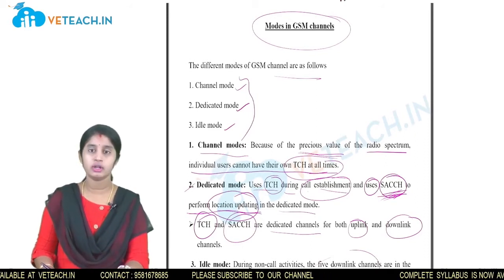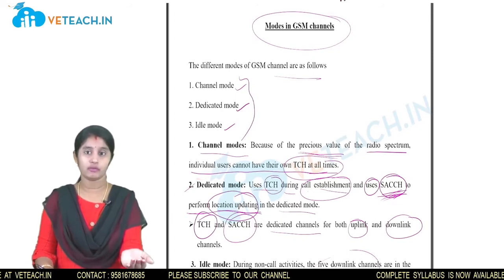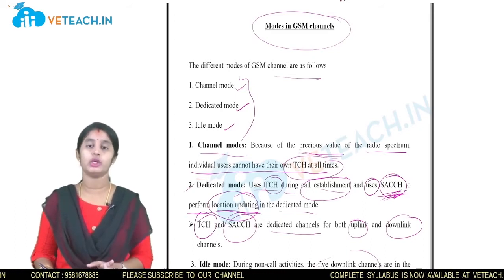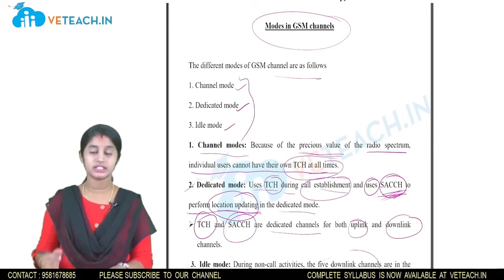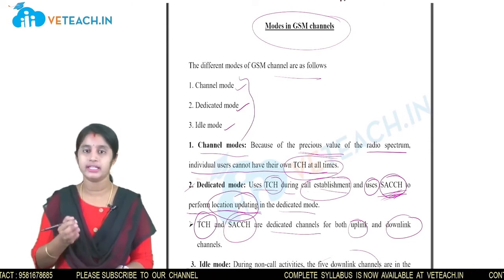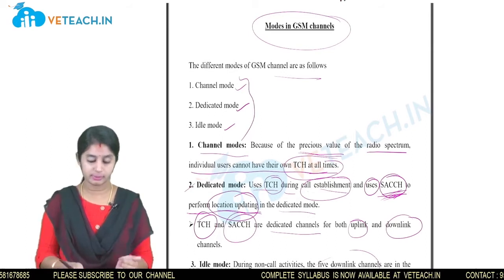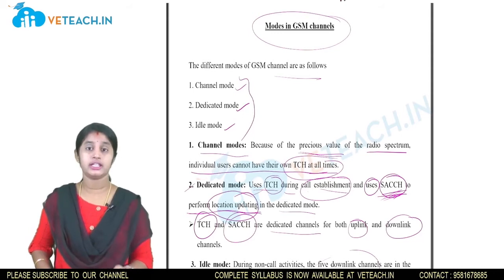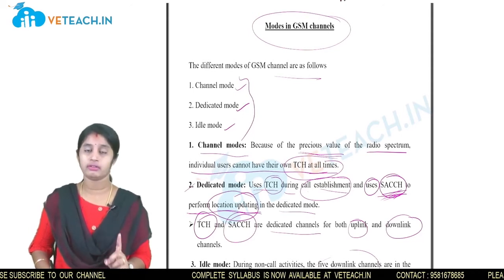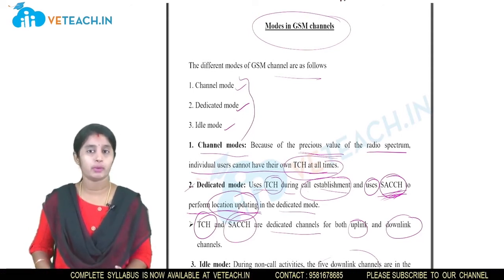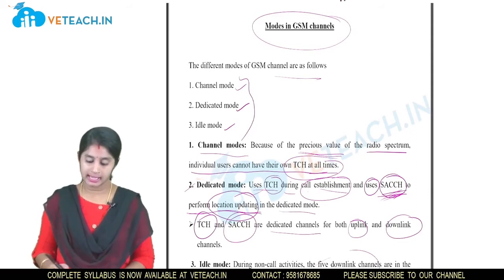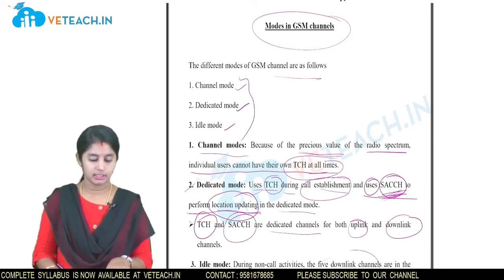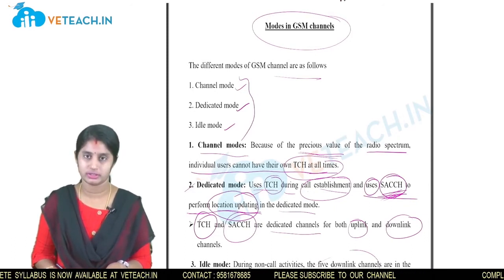In the channel mode, the spectrum is very precious, right? So that precious value should not be wasted, such that each individual user needs to be provided a transmission channel. And in dedicated mode, we have call establishment. The dedicated mode uses one transmission channel in order to provide the call establishment, and it uses the SACCH channel in order to perform the location updating and registration, right?